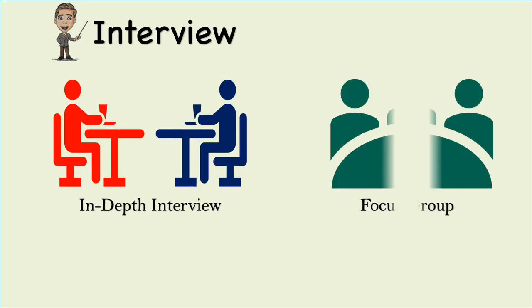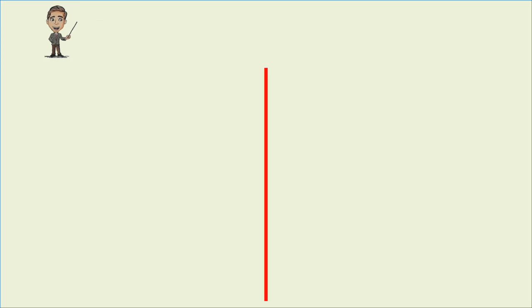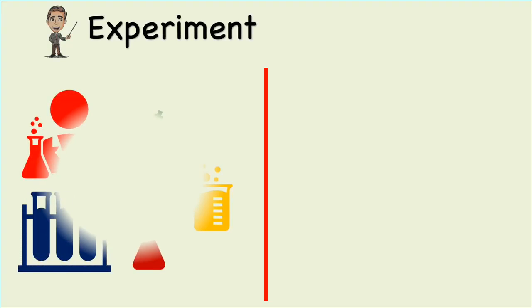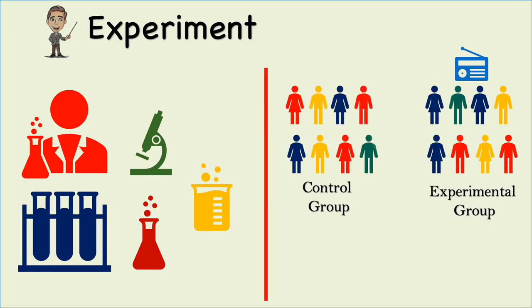Primary data can also be obtained through an interview, via in-depth, or even through a focus group. Primary data can also be obtained through the conduct of experiment, observing in the science laboratory, or even conducting social experiment by testing a particular intervention through setting a control group and an experimental group.